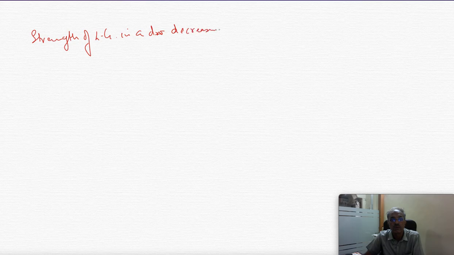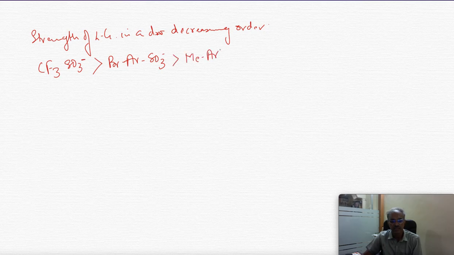We will take some examples of strength of the leaving group, in decreasing order, of the ions. You can say CF3SO3 minus is a much better leaving group than bromine ArSO3 minus, which is a much better leaving group than ArSO3 minus.